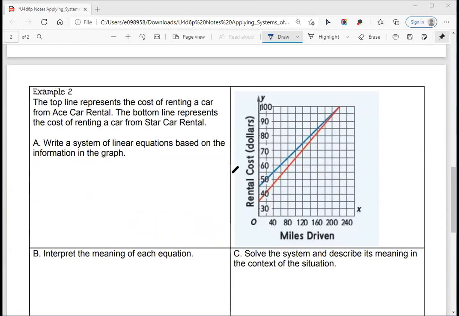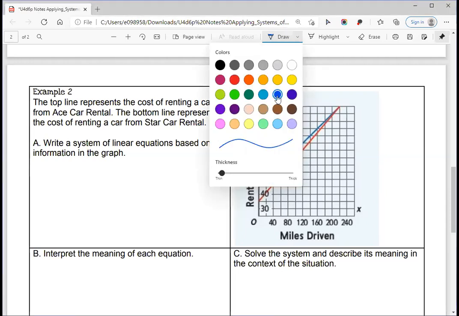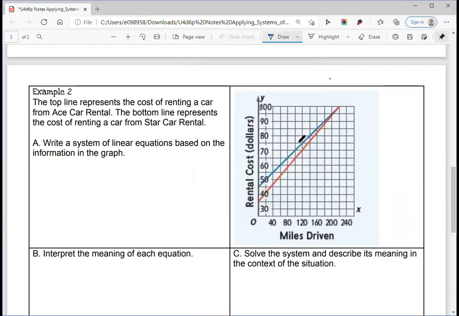Okay. So here we have the top line represents the cost of renting a car from Ace Car Rental. And the bottom line represents the cost of renting a car from Star Car Rental. We're going to write a system of linear equations based on the information in the graph. The blue one is the top one. That's Ace. So let me write that right there. And when we do this, I think writing it in slope-intercept form tends to be the easiest.